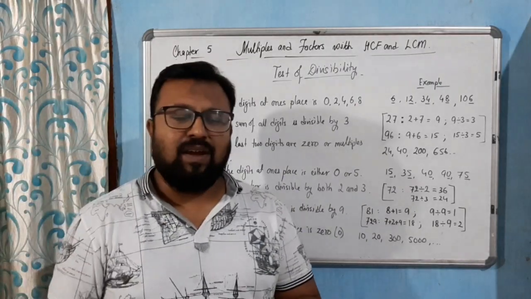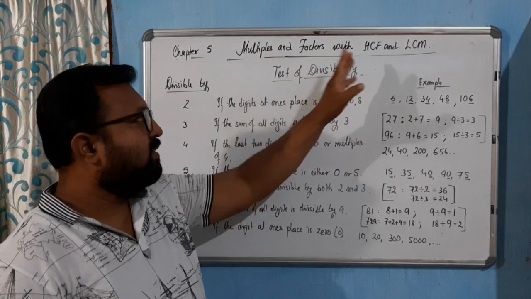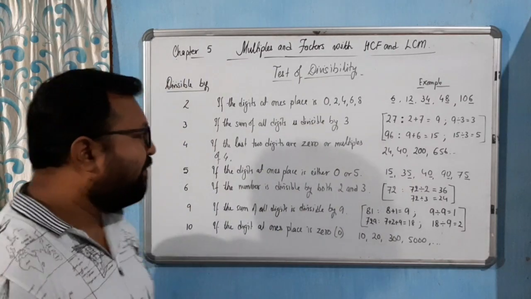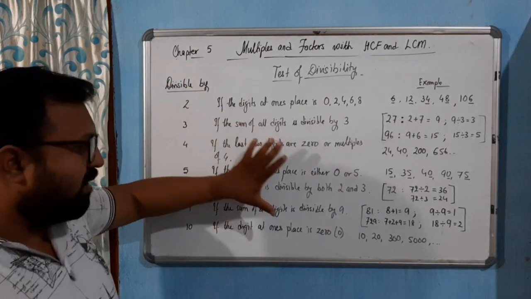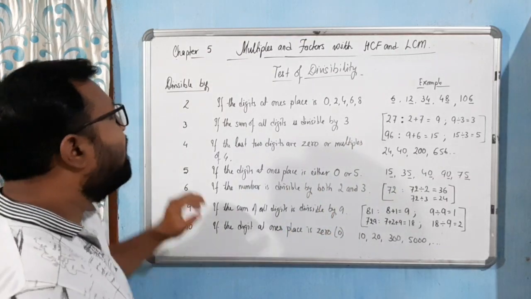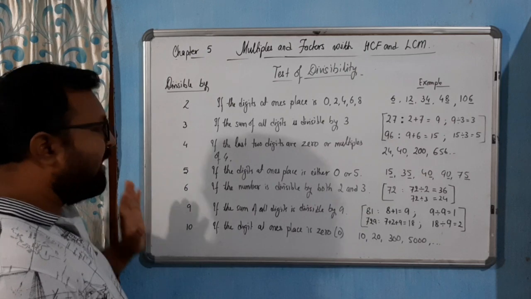Hello students, now come to the last topic of this chapter, multiples and factors with HCF and LCM: the test of divisibility. There are a few numbers. I have already written this on the board previously, so it will take less time to make you understand. Divisible by 2, 3, 4, 5, 6, 9 and 10.